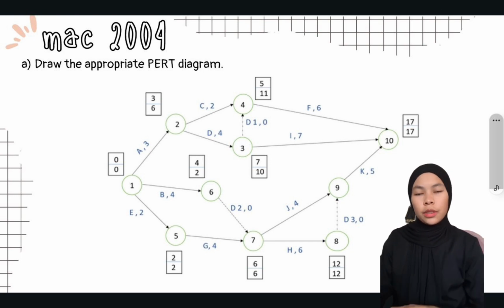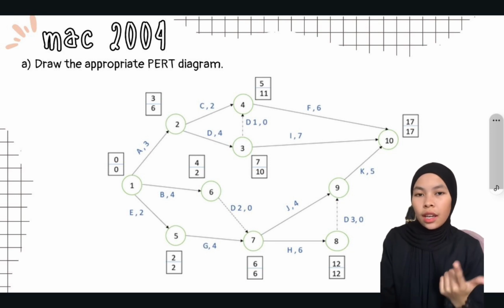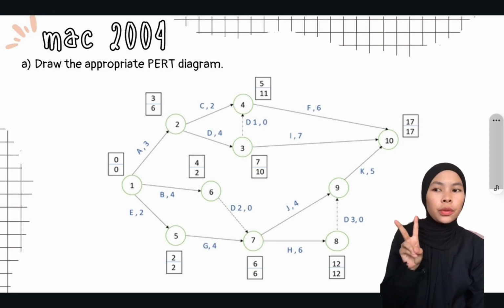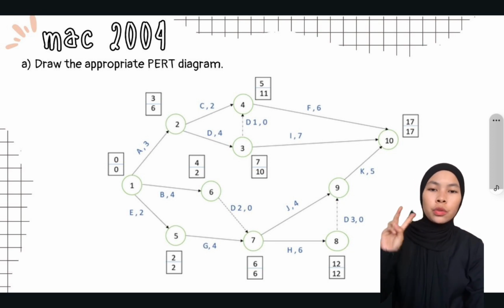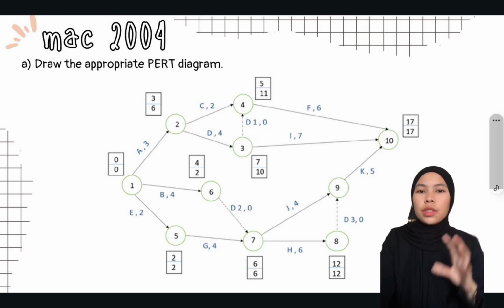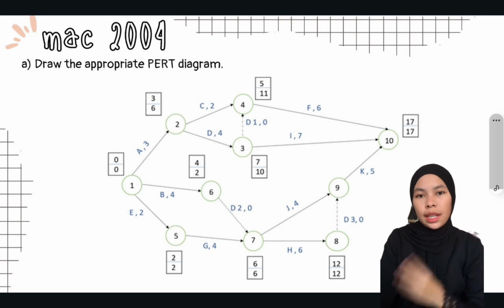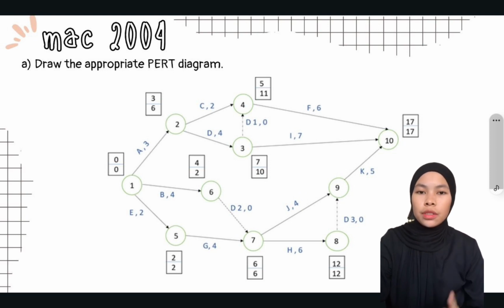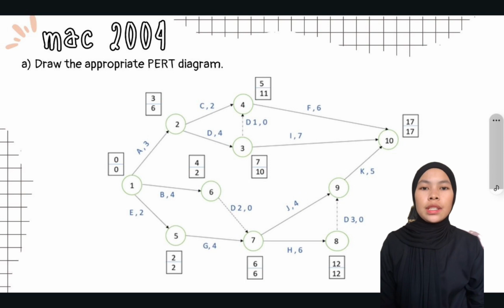Next, from the table you can see that C and D have predecessor A. So we have to draw node 2, and from node 2 we draw 2 more arrows to signify the activities C and D that come from predecessor A. The table shows that E has no predecessor, which means E has to start from node 1. For activity F, we can see that the predecessors are C and D.